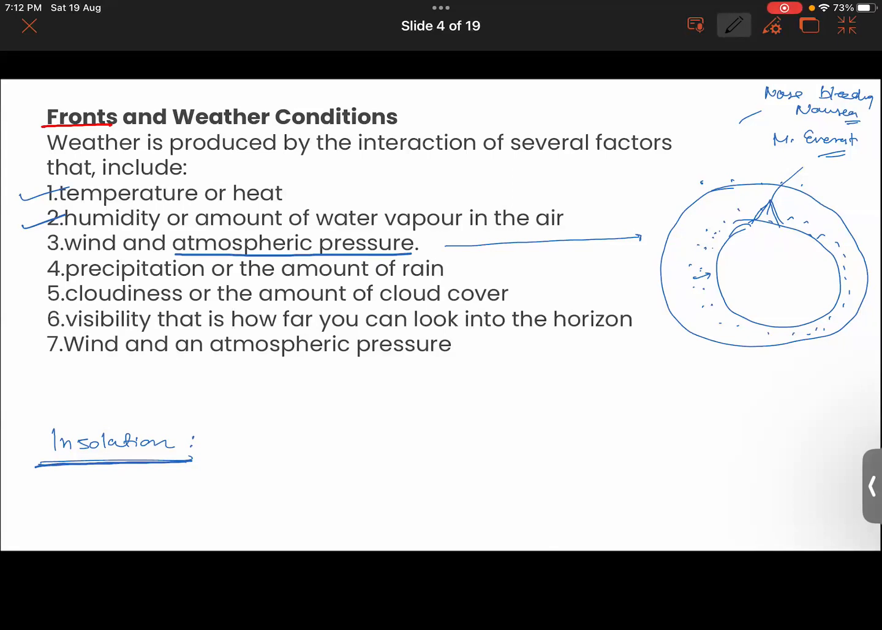Yes, guys, please do participate in the discussion here. Why is it so that when a person goes to a mountainous region, they suffer from nose bleeding or they go through nausea?